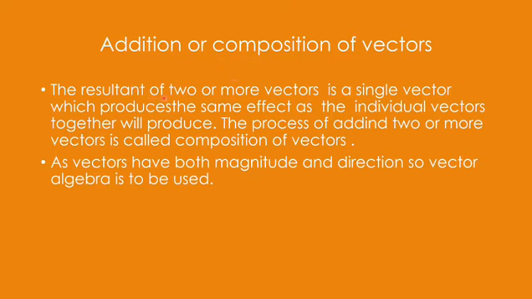If I have two or more vectors, then I will be talking about the resultant vector, which is of course a single vector producing the same effect as the individual vectors together would produce. So in place of three or four vectors, I will talk about a single vector which produces the same effect as would otherwise be produced by the two or more vectors. This process of adding two or more vectors is called the composition of vectors.